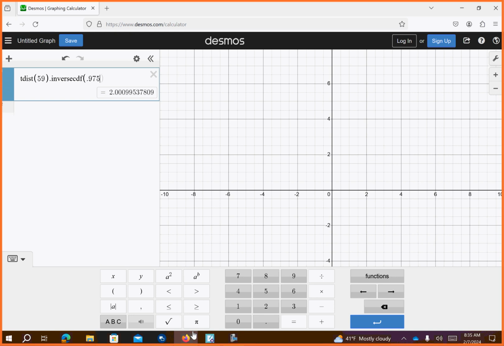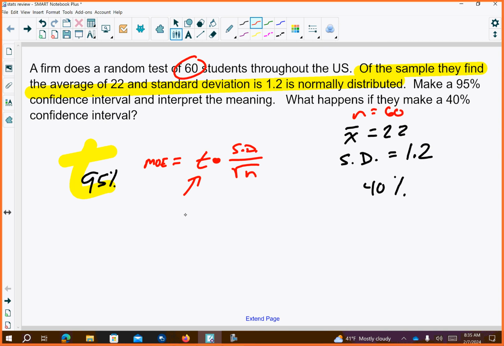Plug it in. This happened to come out really nicely to 2 for the t value. So we're just going to use 2. That's 2 times our standard deviation, which is 1.2, divided by the square root of 60. Did you get an answer on that? 0.31.